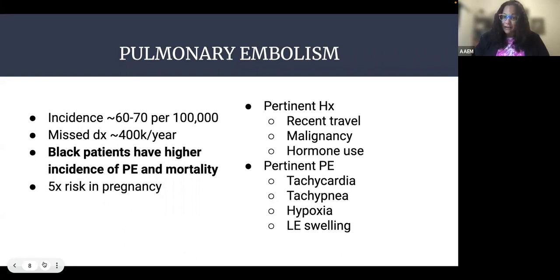So pertinent history: recent travel, malignancy, and hormone use. Now, this includes estrogens as well as testosterone supplementation, because testosterone supplementation can cause a hyperviscosity syndrome.